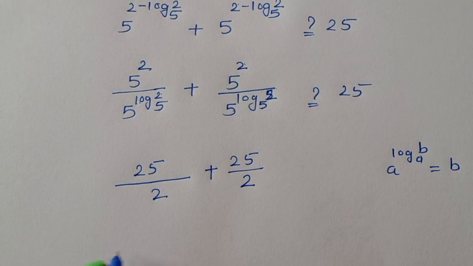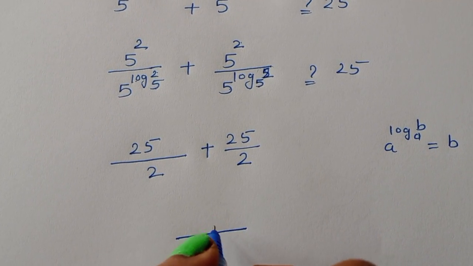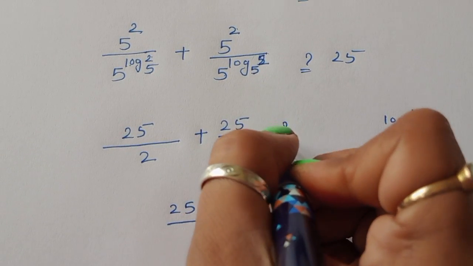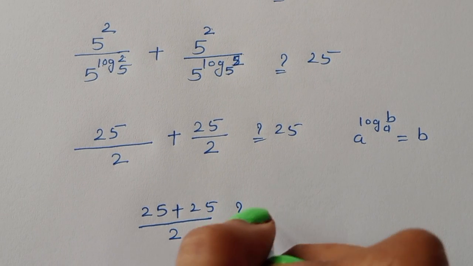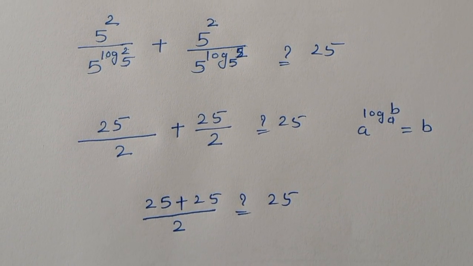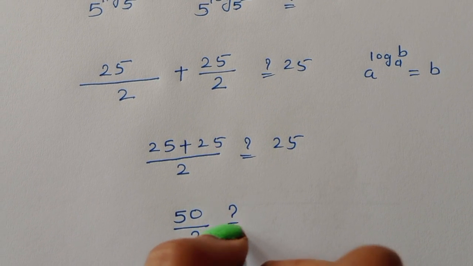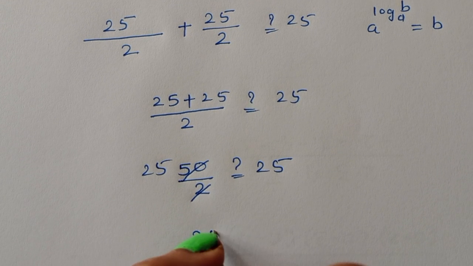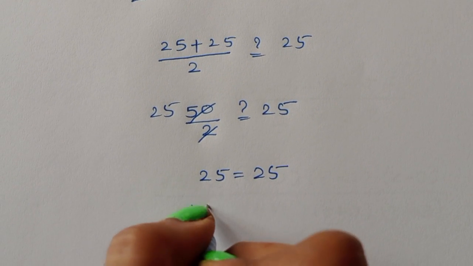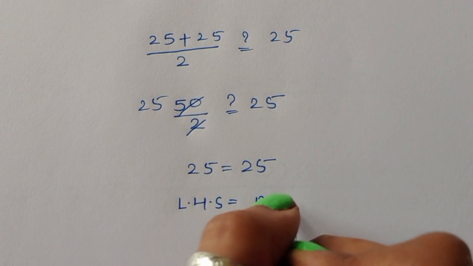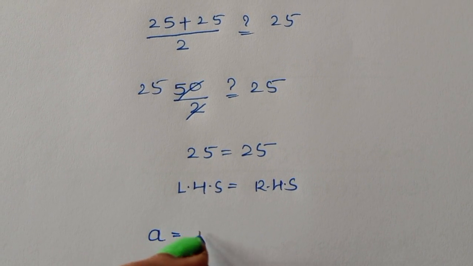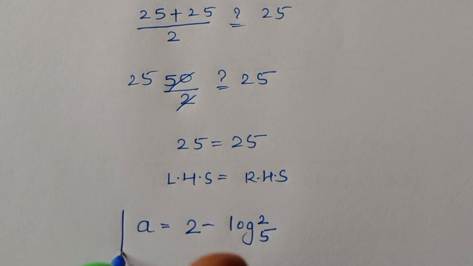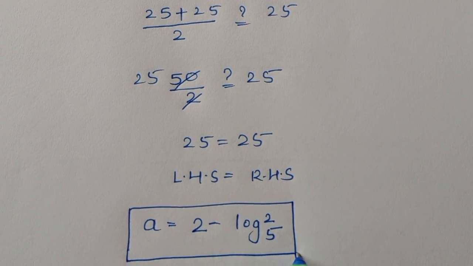Now we can add these terms: taking the LCM, 25 plus 25 over 2 equals 25? Now 25 plus 25 is 50, divided by 2, which is 25. So 25 is equal to 25, and we can say LHS is equal to RHS. So the value of a equal to 2 minus log of 2 to the base 5 is the correct solution. Thank you.